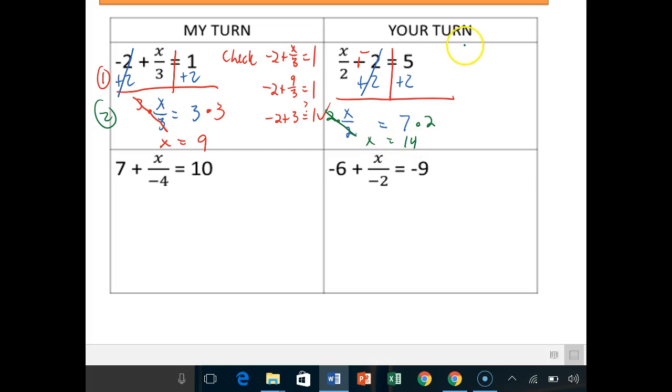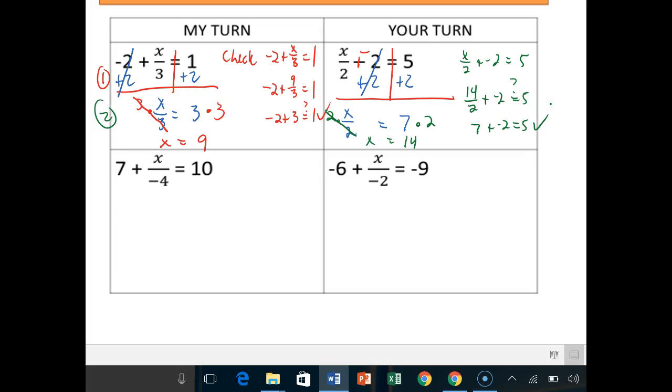Let's check that. So let's rewrite the problem. X over 2 plus negative 2 equals 5. Now let's plug in our answer. We said it was 14. We're going to see if we're right. 14 over 2 plus negative 2 is equal to 5. All right, we're trying to see, is this a true statement? 14 divided by 2 is 7. 7 plus negative 2, is that equal to 5? Sure is. I know I have the right answer.